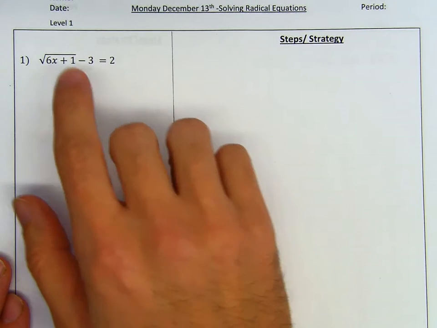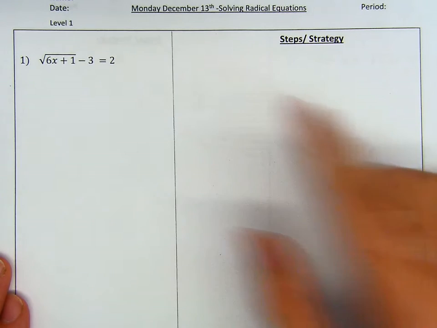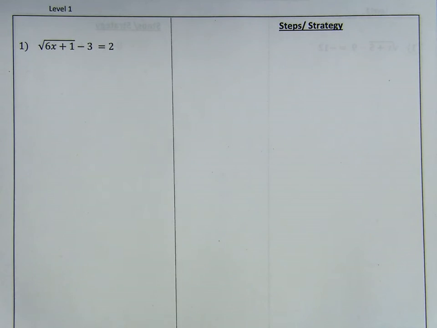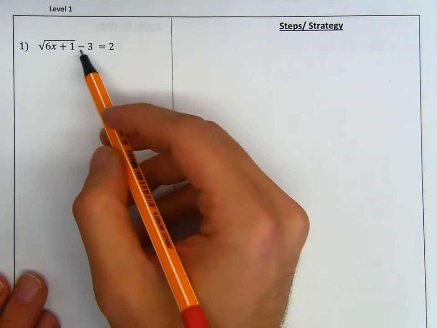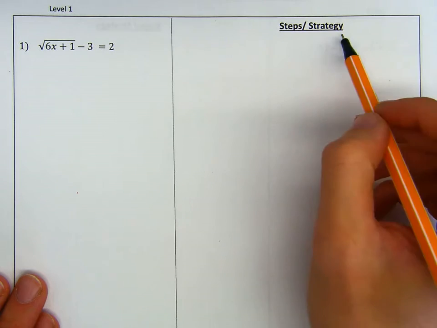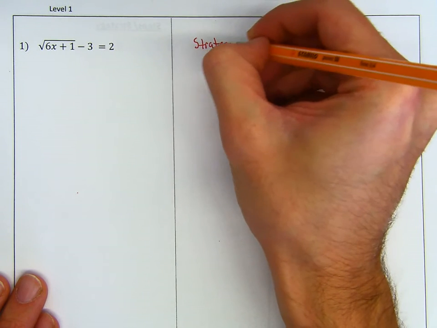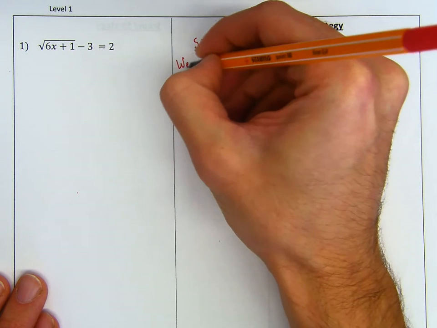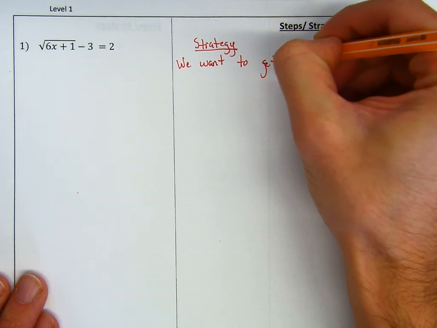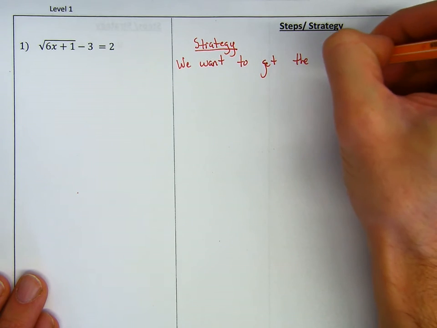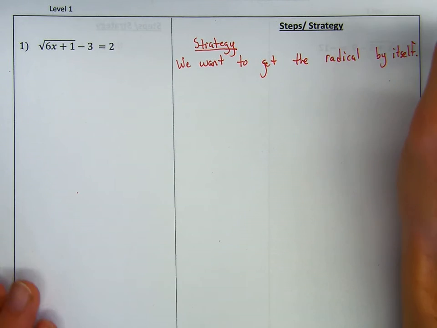Okay, so the game plan for today is how do we solve these radical equations? Here, the first idea will be a strategy. I have the equation over here and the steps over here, and let's write the strategy for this type of problem. So the strategy: we want to get the radical by itself. Okay, that will be the general strategy here.